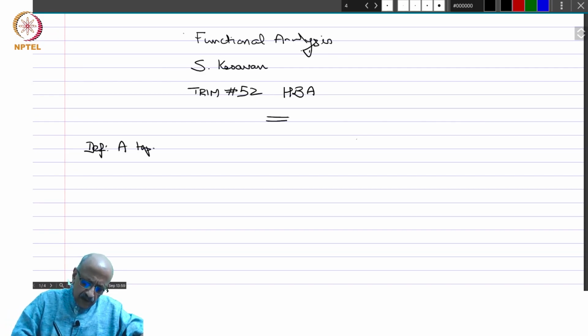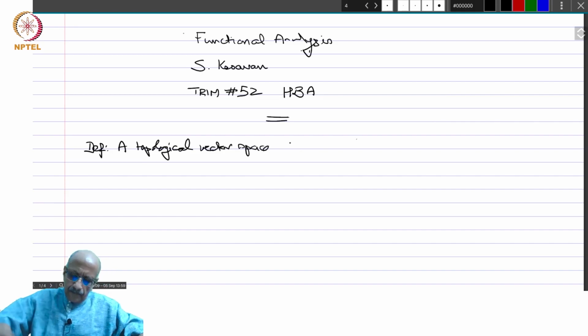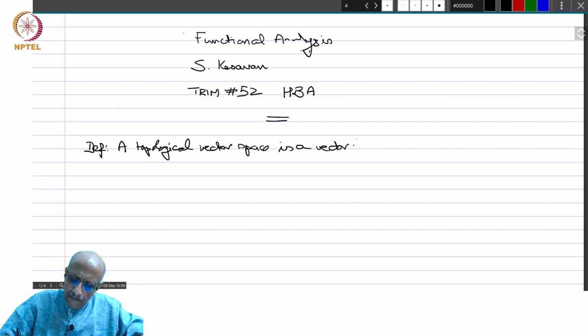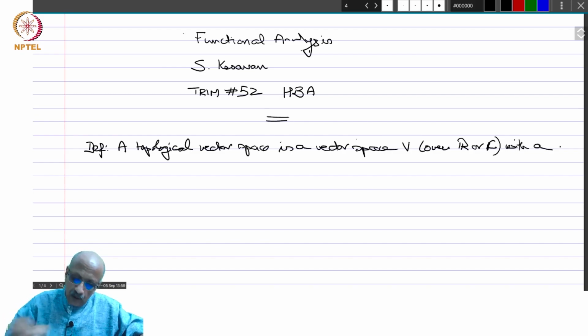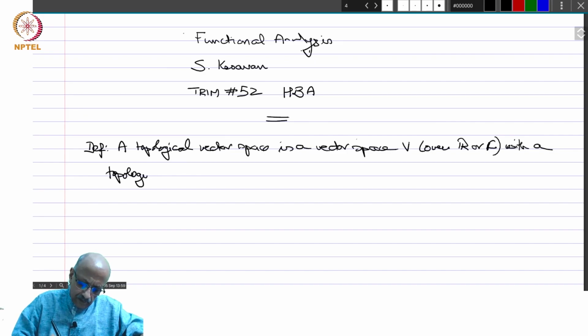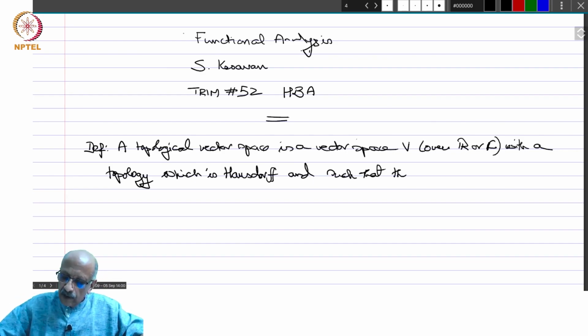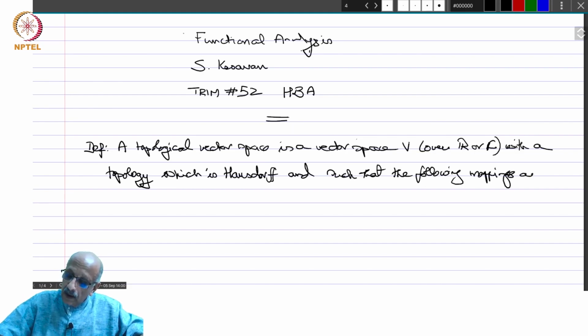A topological vector space is a vector space V over R or C. We will always only have these two fields, with a topology which is Hausdorff, and such that the following mappings are continuous.